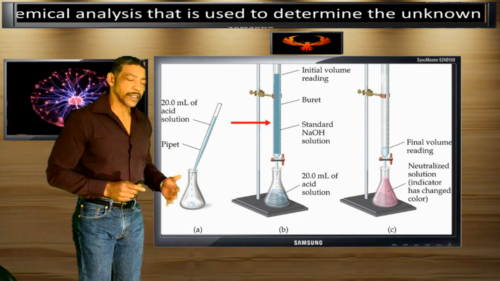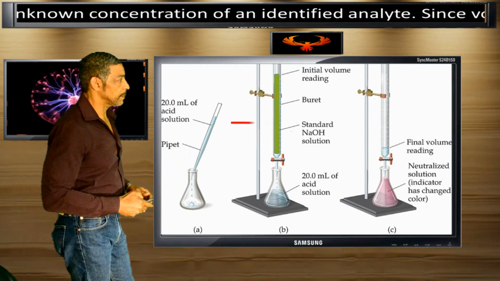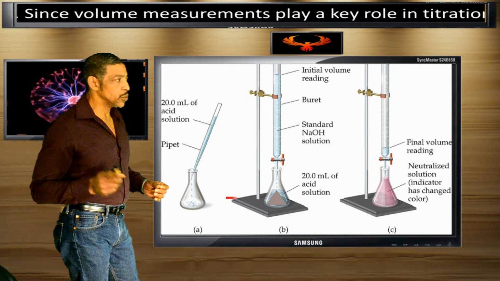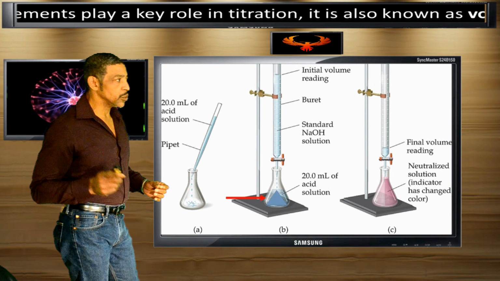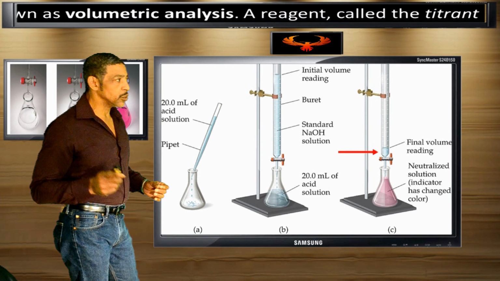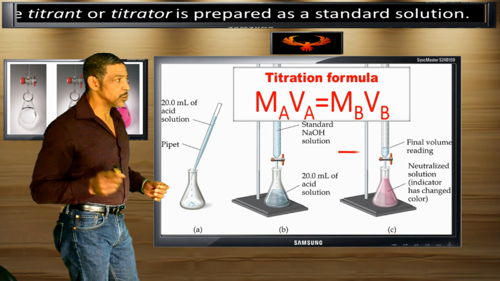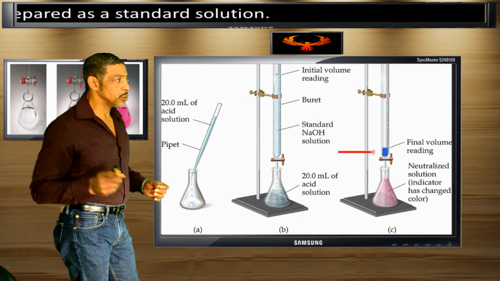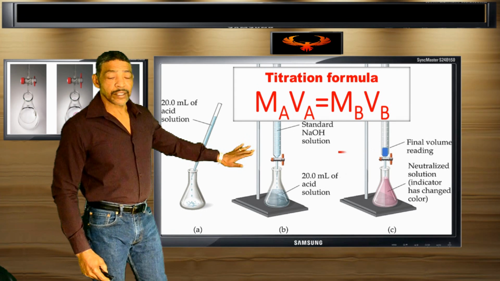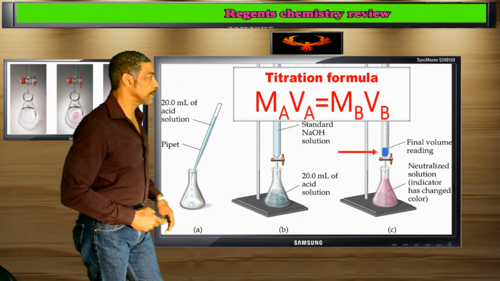A burette containing an unknown concentration of acid or base is titrated, or neutralized, with a known concentration of an acid or base, which is called a standard solution. The volume of the unknown solution is then recorded and used to determine the unknown concentration of the acid or base solution by using the titration formula. Ma times Va is equal to Mb times Vb.